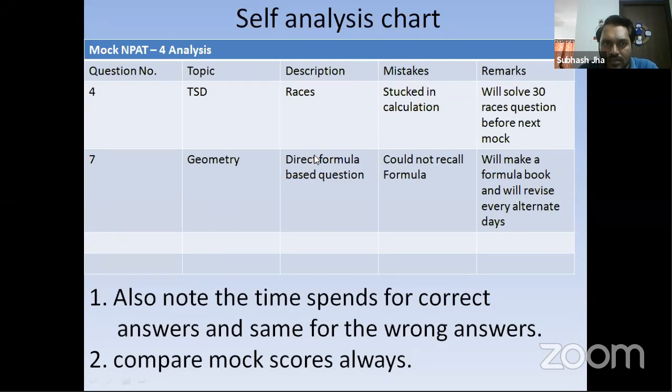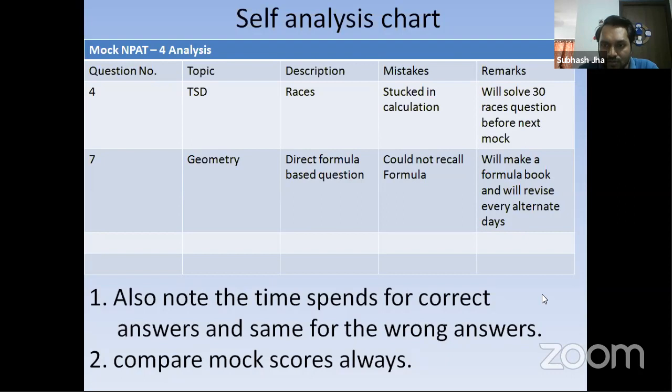So the self-analysis chart should look like this: mock and date for analysis, question numbers 4, 7, whichever questions you have made mistakes in, which topic it was, what is the description of the question, what mistakes you made, and what are the things that you will do to improve or not repeat these mistakes further. If you prepare this kind of chart, it will help you a lot to improve your score.